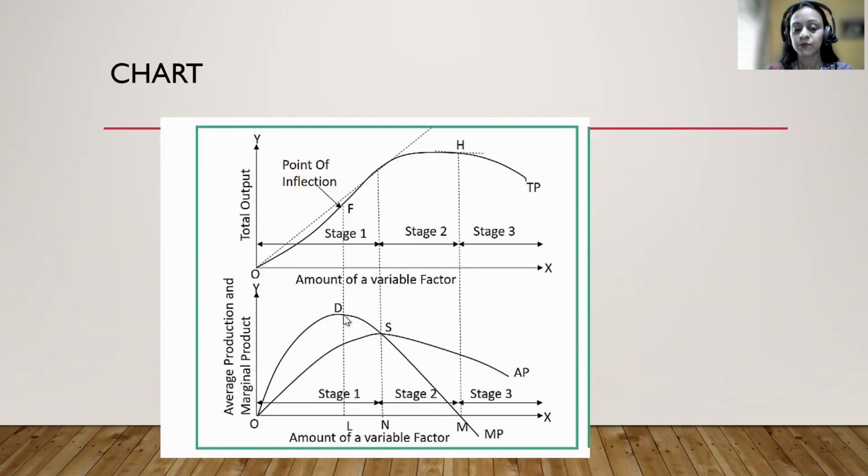Let us have a look at marginal product. Marginal product increased initially at an increasing rate, became maximum at point D, started to diminish, became 0, and then negative. Average product increased initially, reached the maximum point at point S, and then it started to diminish. It is worth noting over here that average product is highest at the point where average product meets the marginal product.